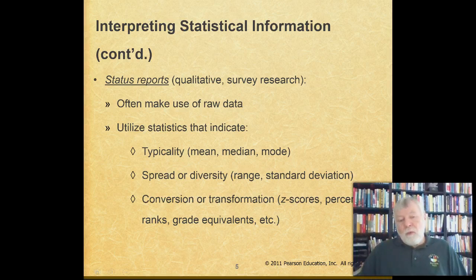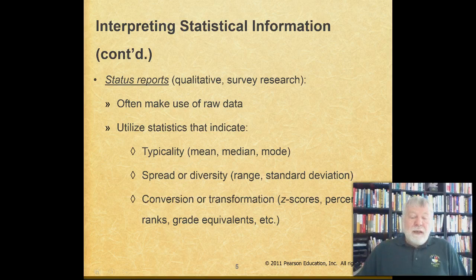Status reports, or what I like to refer to as descriptive statistics, basically use raw data that we have collected about the participants in the study. One of the most common descriptive statistics being used is typicality, or what we most commonly refer to as central tendency. We typically talk about the mean, the median, and the mode, and each of those has a different meaning. So they are measures of central tendency.